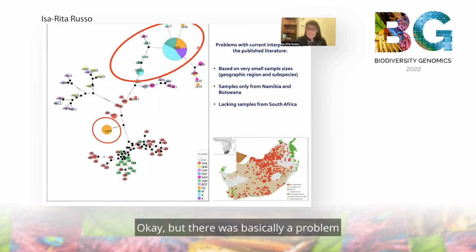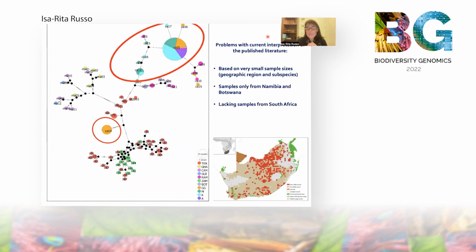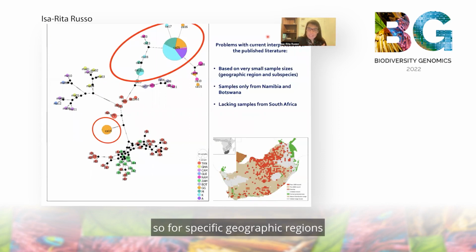Okay, but there was a problem with that current interpretation of the published literature because we had no samples from South Africa, only samples from Namibia and from Botswana. And the samples we did have from elsewhere were based on very small sample sizes, covering specific geographic regions and also specific subspecies.